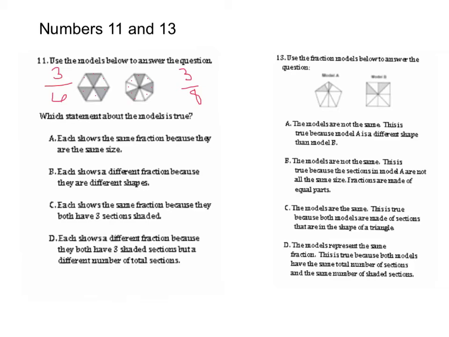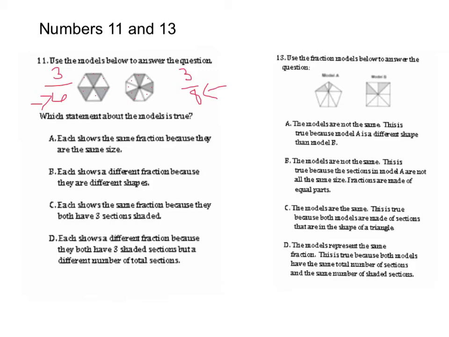One pizza, you have 3 out of 6 pieces. They're the same size pizza. The other pizza, you have 3 out of 8 pieces. Same size, I mean, it's the same size pizza. This means there's more pieces, which means the pieces are smaller. Here, the pieces are cut in bigger sections, so the pieces are bigger.